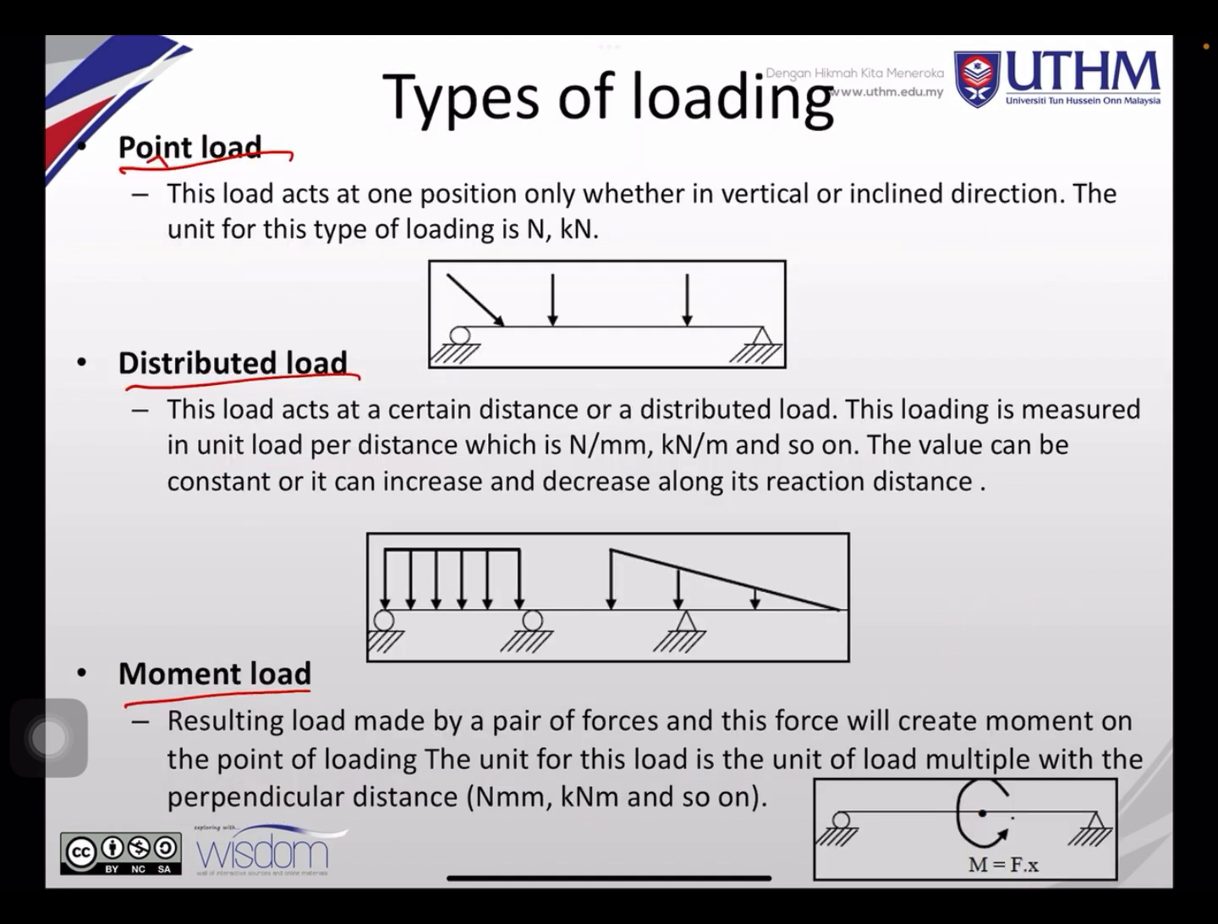So we go to point load. Point load acts on one position only, whether in vertical or inclined directions. The unit of this is Newton or kilonewton. Point load is only by the name, point. So you can see that you have a point load like this. Also you can have an inclined one. When you have this, you will have to break it into two components. So this is the Fy, and this is the x direction one. So you need to calculate, breaking it into two.